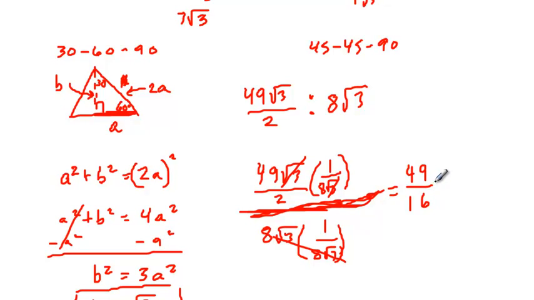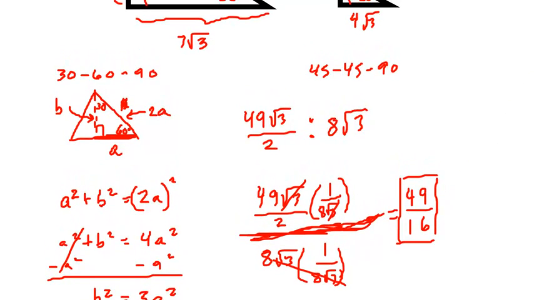Well, what are the factors of 16? Factors of 16 are 1 and 2. But 1 doesn't help us. 2 doesn't go into 49. 3 doesn't go into 16. 4 goes into 16. And 8 goes into 16, right? But 4 doesn't go into 49. And 8 also does not go into 49. So here is your ratio right here.